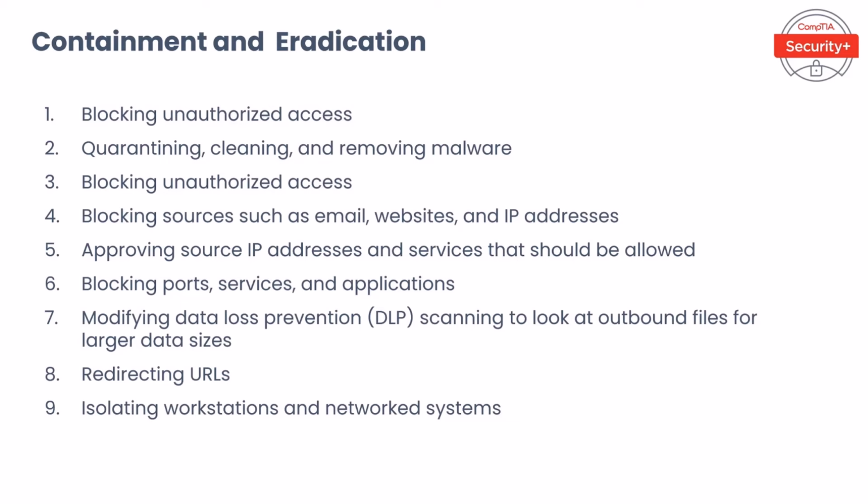It is usually more appropriate and often necessary to make immediate changes to security systems, such as implementing firewall, router, and endpoint configuration changes. There are a number of ways an incident can be mitigated, which include the following. So these are blocking unauthorized access, quarantining, cleaning, and removing malware, blocking sources such as email, websites, and IP addresses, approving source IP addresses and services that should be allowed, blocking ports, services, and applications, modifying DLP or data loss prevention scanning to look at outbound files for larger data sizes, redirecting URLs, and isolating workstations and network systems.